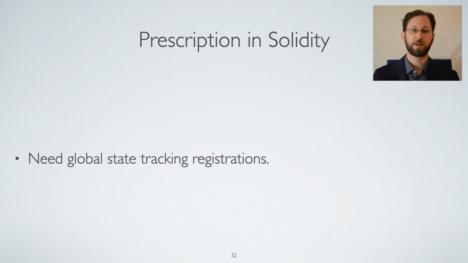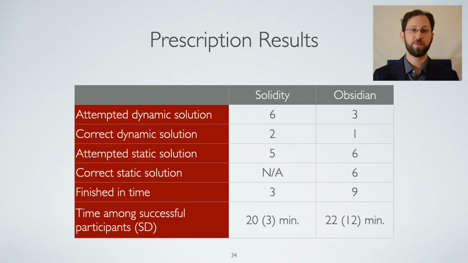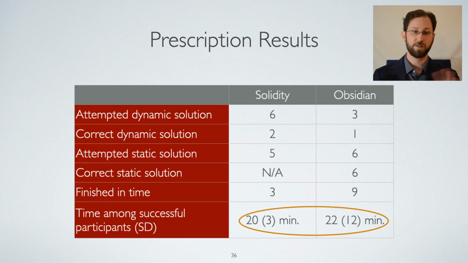global state tracking mechanism. We gave them 35 minutes for this task, and you can see among the Solidity participants, 6 of them tried to write a dynamic solution, but only 2 of them actually finished in the amount of time we gave them. It's a fairly complicated piece of code to write for that amount of time. On the other hand, all 6 of the Obsidian participants who figured out that they could write a static solution did succeed in doing that. And the time difference was not significant, which is maybe not too surprising considering that not everybody finished in the Solidity case.